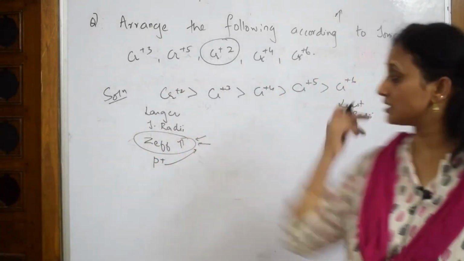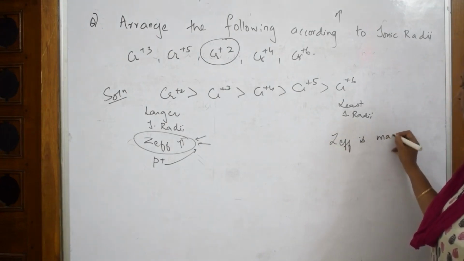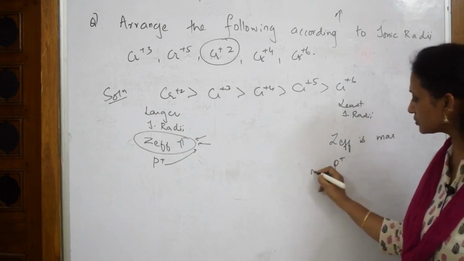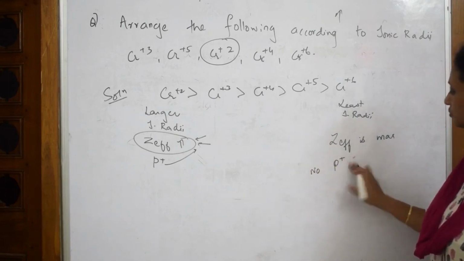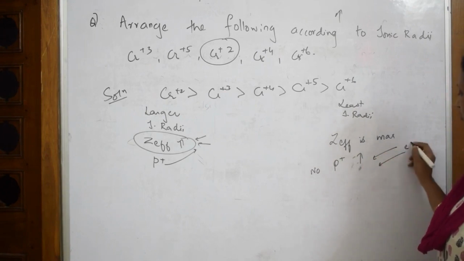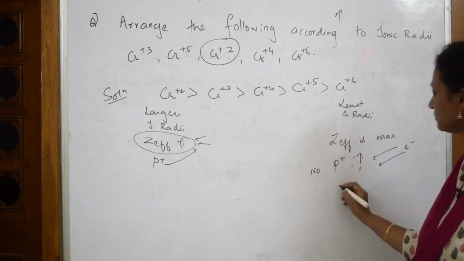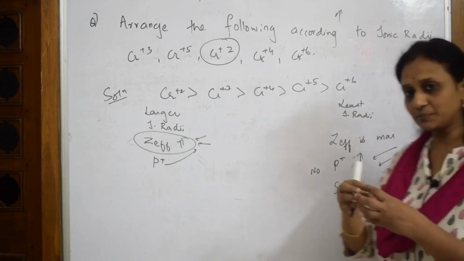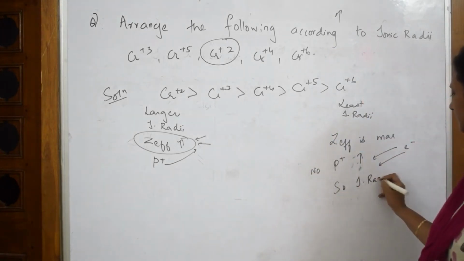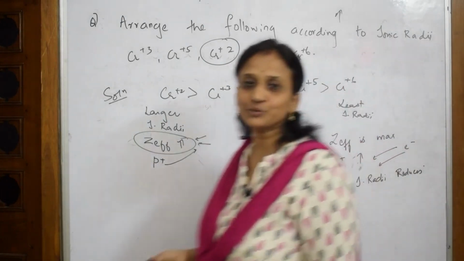Further, when you are removing six electrons, what will happen? Z effective is maximum. When Z effective is maximum, that means the number of protons is also more. When the number of protons is more, it starts dragging the electrons towards it. So what will happen to the ionic radii? There is a compression in the size. So ionic radii reduces. That's it. That's how you're going to write the answer.